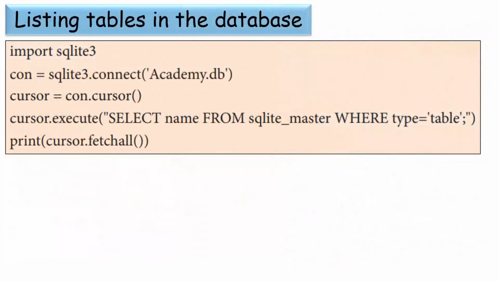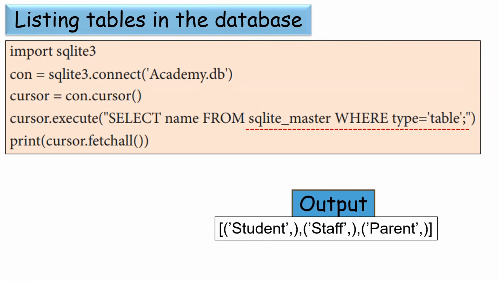To list all the tables in the database. In this example, the name of the database is academy.db. In order to list all the tables in this database, select name from SQLite_master where type is equal to table. The output shows that there are 3 tables in this database. They are student, staff, and parent.